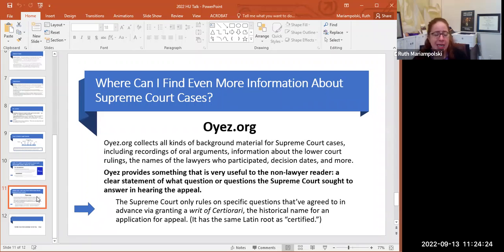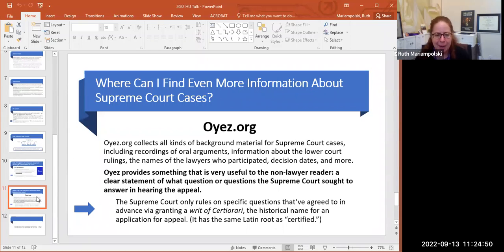appeal to the Supreme Court, in most cases, in the majority of cases, they have to submit a writ of certiorari, which is a historical name for an application for appeal. Again, we have excessive Latinism, but this term has the same Latin root as certified, and sometimes the question is called the certified question. So that you may hear that term, the certified question was.